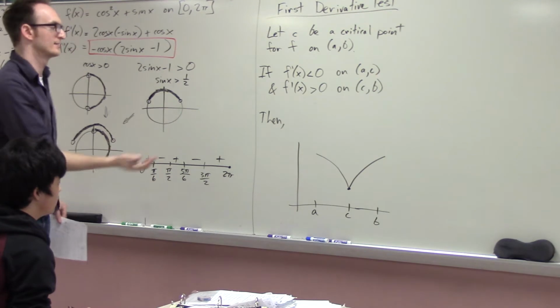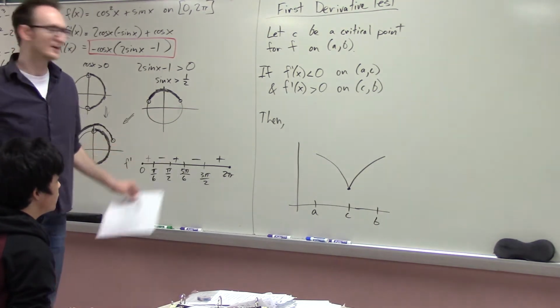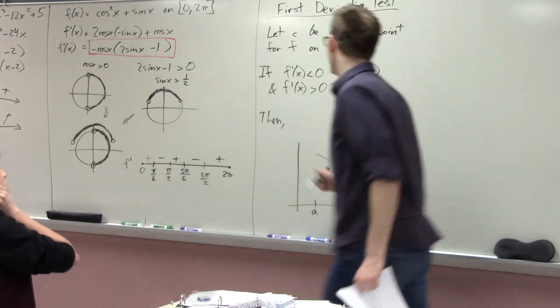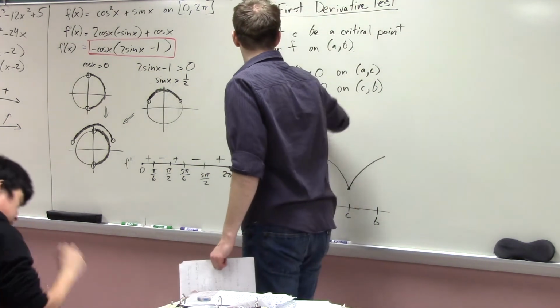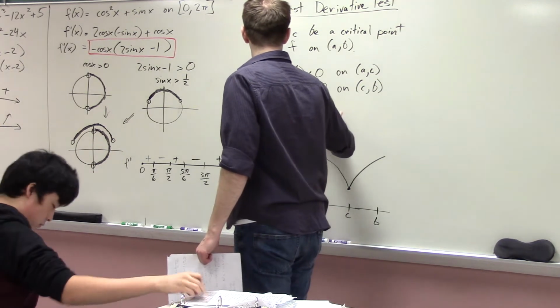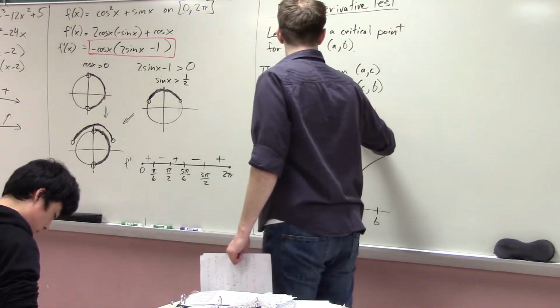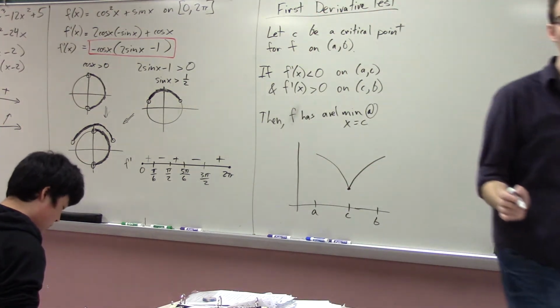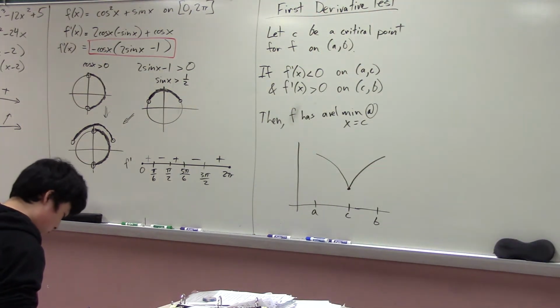What does this theorem say? Look at it. Okay, it's a relative min. Then f of c is a relative min, or f has a relative min at x equals c. Didn't I promise you, last class or whatever, that we were going to finally be able to justify that a function had a relative min at a certain point?